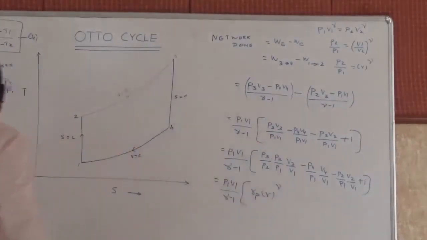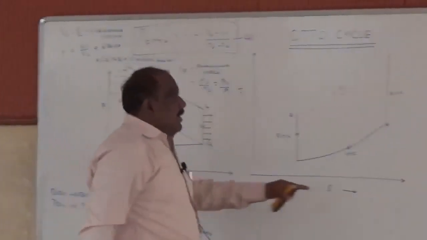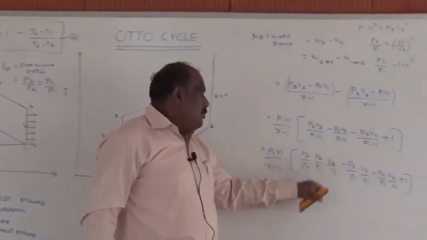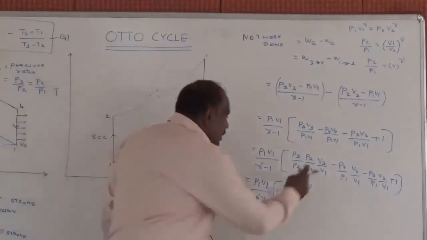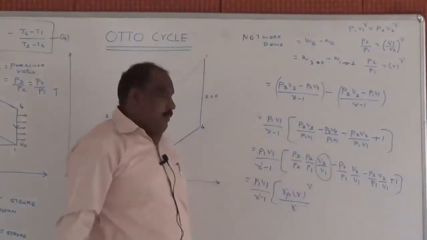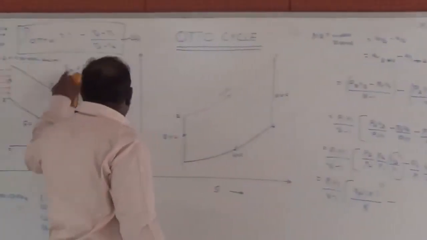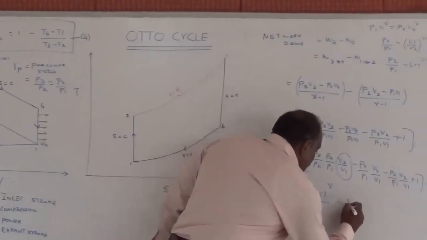And from the diagram you can see that V3 will be equal to V2. So V2 by V1 is nothing but 1 by R. So V3 by V2 is replaced by 1 by R. Minus P4 by P1, as I told you earlier, will also be equal to the pressure ratio RP.